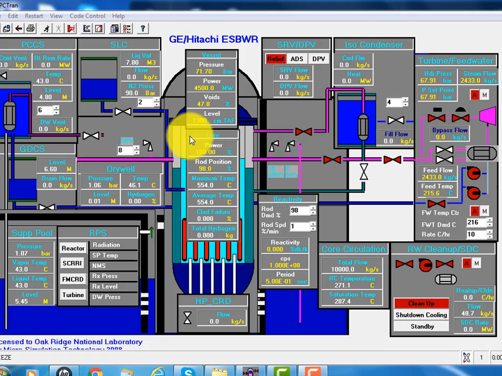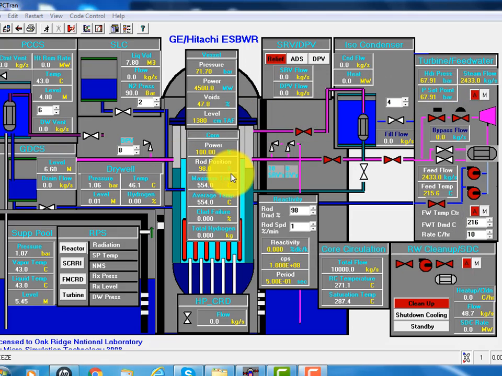So there are no recirculation pumps either outside, as in the SBWR, or inside the reactor vessel, as in the ABWR. So there's no pump at all. The steam is going to the turbine and condenser, and feed water goes back into the vessel.